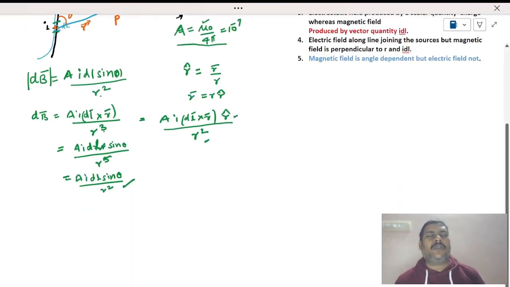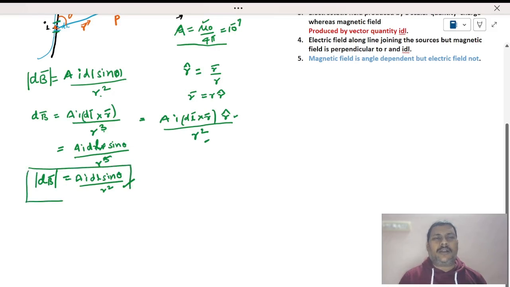This is going to be used for all the cases: the field found for a circular coil, arc, different shapes, different lengths, bent forms, circular loop, whatever shape you are going to find the magnetic field of, this formula will apply. Therefore the magnitude of the field at any point from the current element is calculated using this formula. Very, very important.